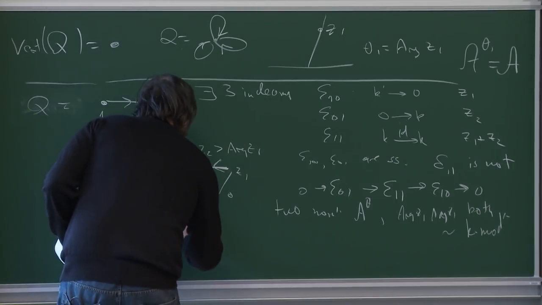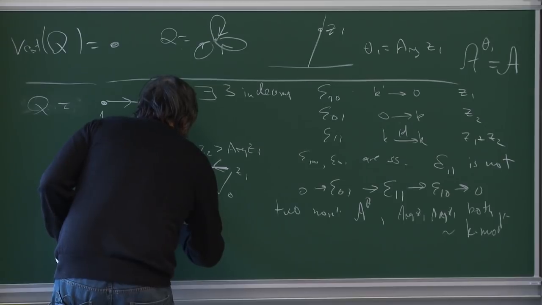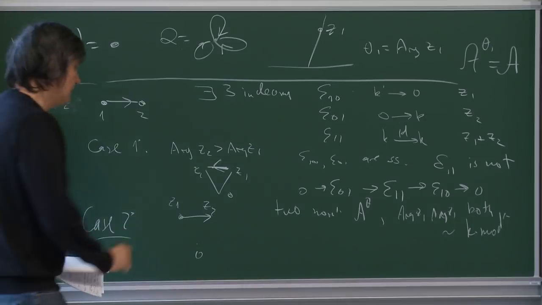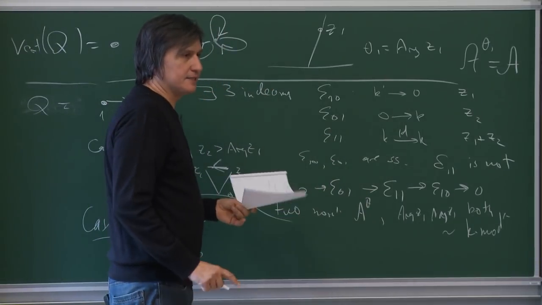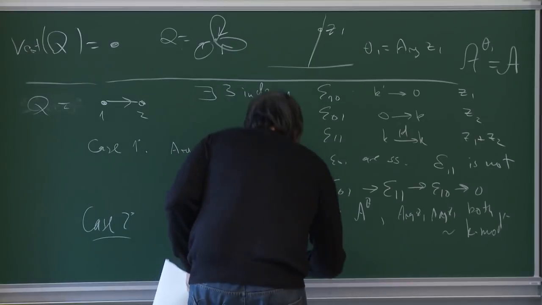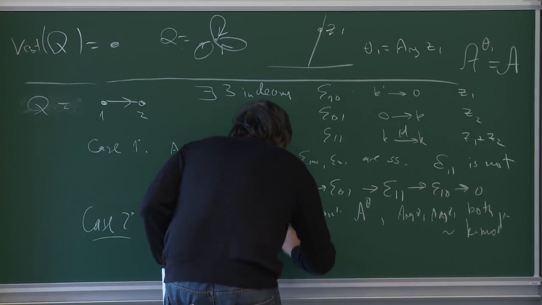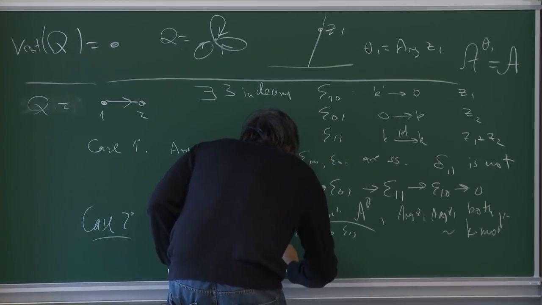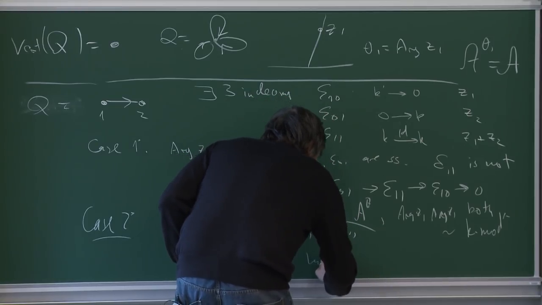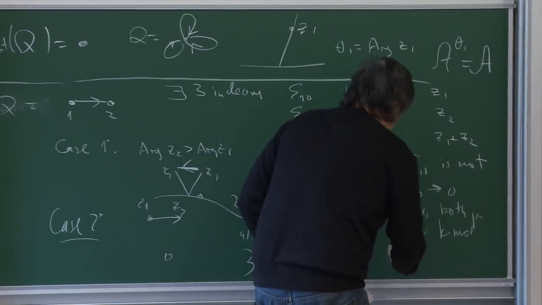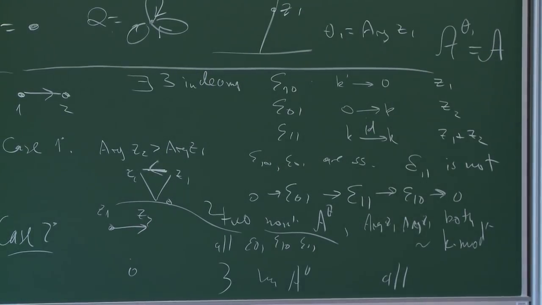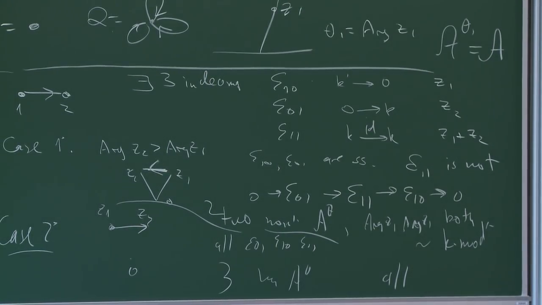When Z1 stays on the left of Z2, then all three objects will be semi-stable. You get all three non-trivial objects semi-stable, and you get three instead of two non-trivial A sigma, and again all equivalent to K modules. So in this way you can see, depending on the stability condition, you get just two or three categories.